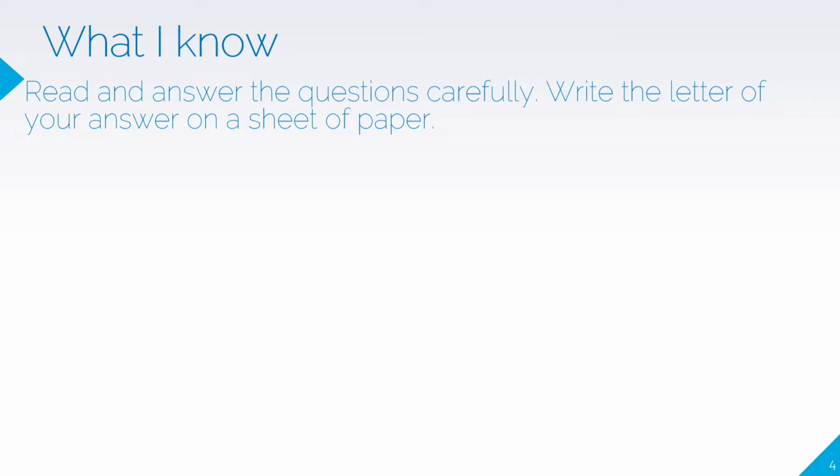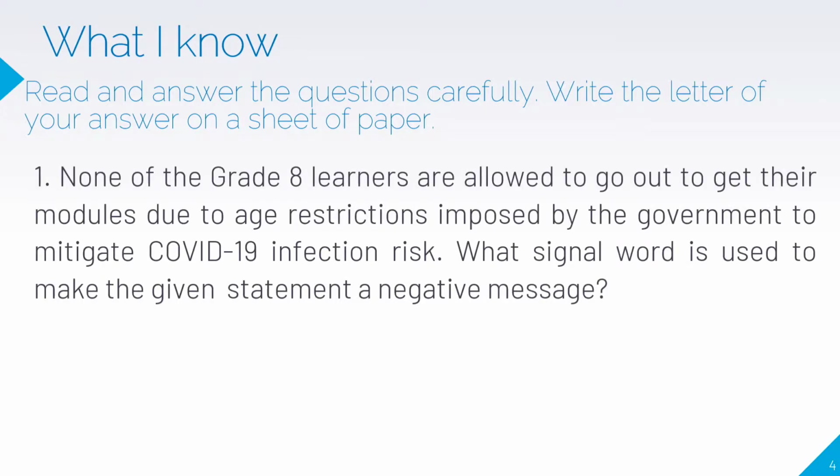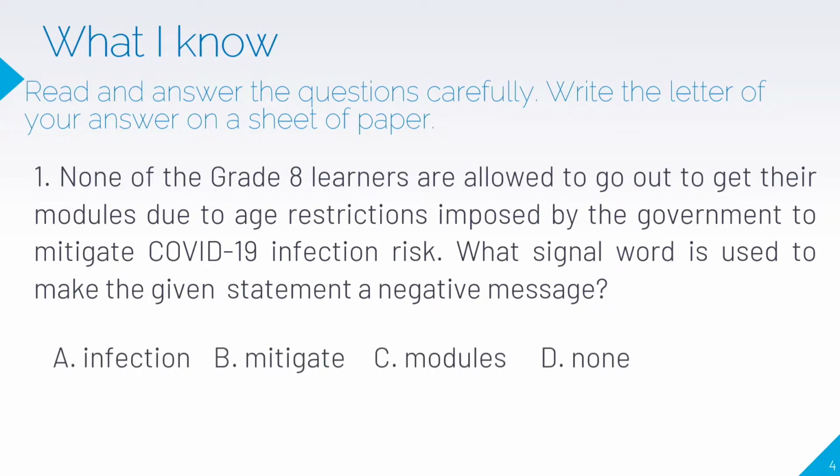Directions. Read and answer the questions carefully. Write the letter of your answer on your answer sheet. Number 1. None of the grade 8 learners are allowed to go out to get their modules due to age restrictions imposed by the government to mitigate COVID-19 infection risk. What signal word is used to make the given statement a negative message? A. Infection. B. Mitigate. C. Modules. Or D. None. Your 30 seconds starts now.